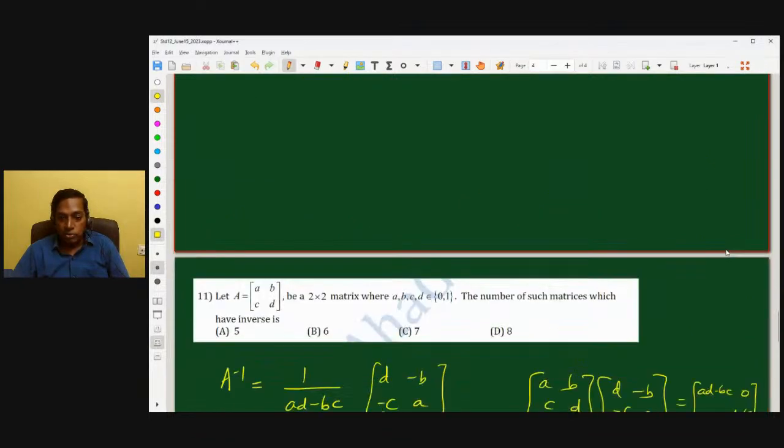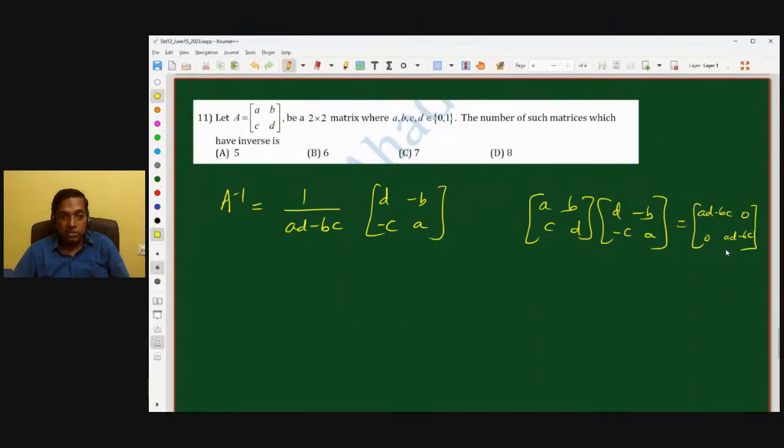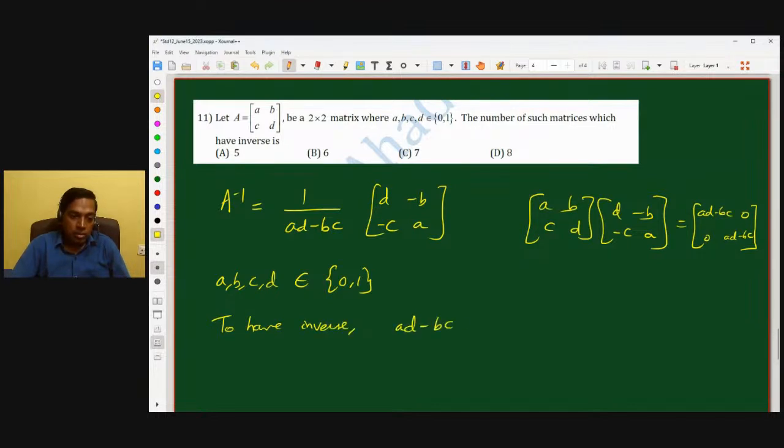Let me now come to the question. The number of such matrices which have inverse. Okay. Now A, B, C, D belong to {0, 1}. That means A is 0 or 1, B is 0 or 1, etc. Now how many such matrices have inverse? In order to have inverse, AD minus BC is not equal to 0.